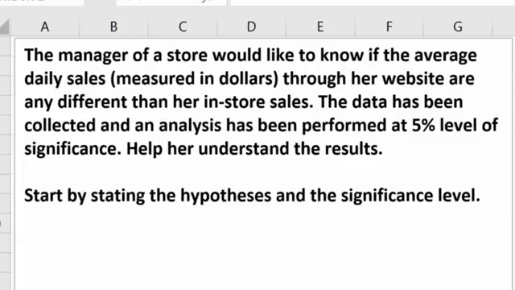I'm going to show you how to use data analysis and the t-test for two samples. First, to do the hypothesis testing, as well as how to come up with the confidence interval for the difference we see between two populations.